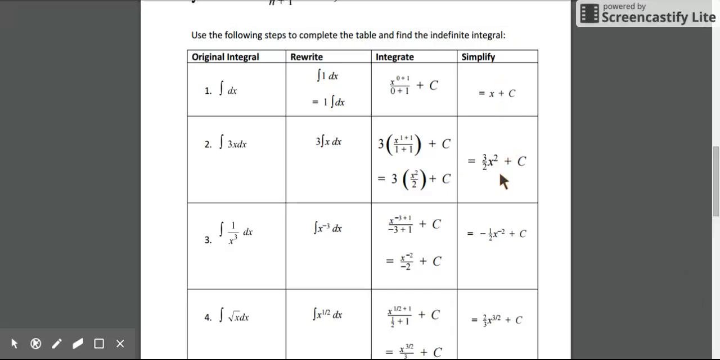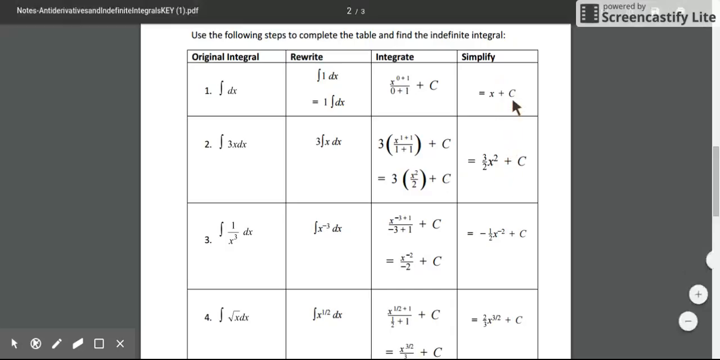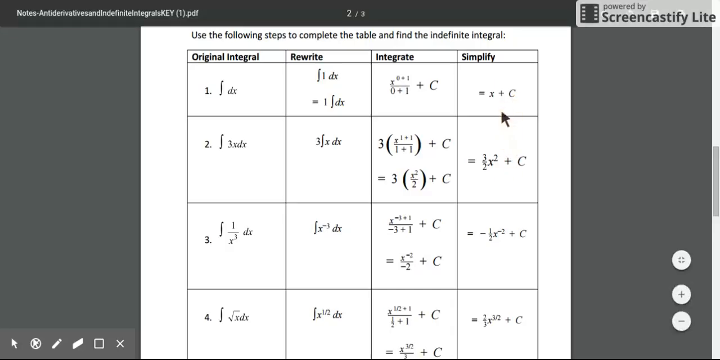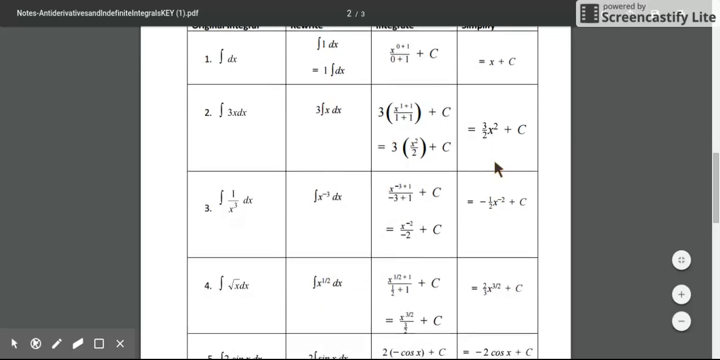You can always check your integration or your indefinite integrals by deriving. So if I go back to my first one, if I derive x, I just get 1. If I derive 3 halves x squared, then I'm taking that 2 down to the top and multiplying. I'm left with 3, and I subtract 1 from the exponent, so I'm just left with 3x, which is what I started with. So you can always check your integration by deriving and make sure that you're getting equivalent values.